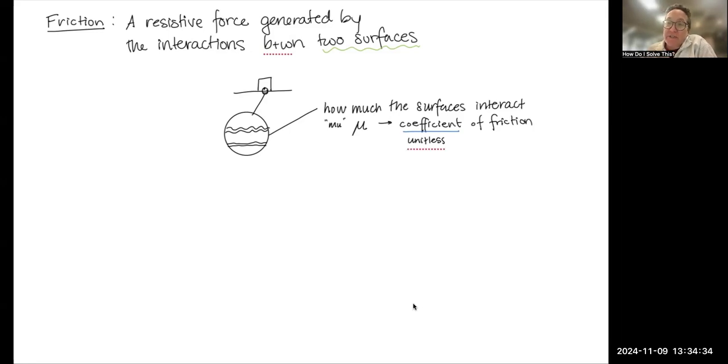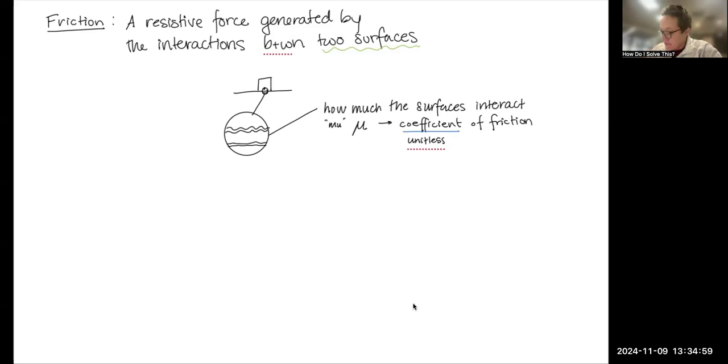We'll look a little bit later about why this doesn't have a unit, but it's a measure of how rough the surfaces are, how much they're interacting. And it does apply to a pair of surfaces. So you can't just say like ice has a coefficient of friction of 0.1 or carpet has a coefficient of friction of 0.2. It matters what's on the ice, what's on the carpet. Is it cardboard on carpet? Is it metal on ice? Like that all matters.